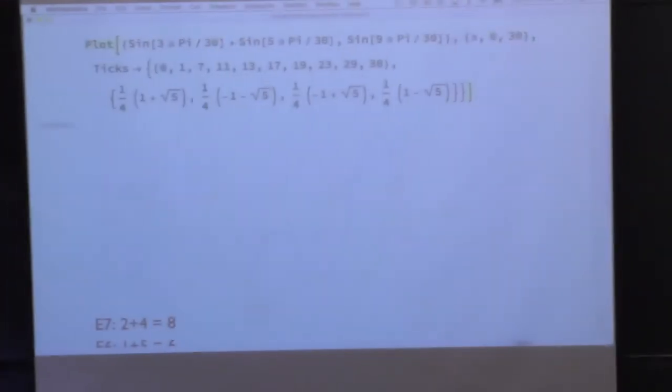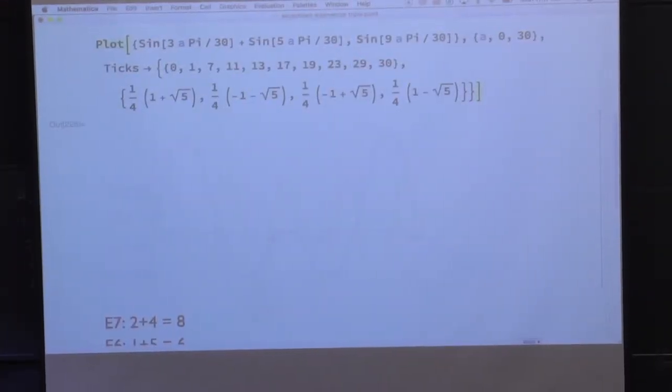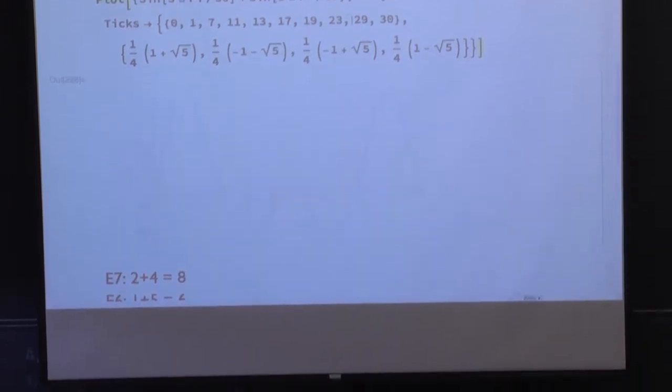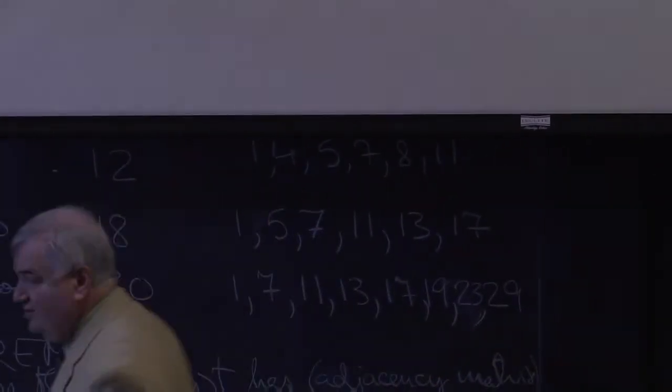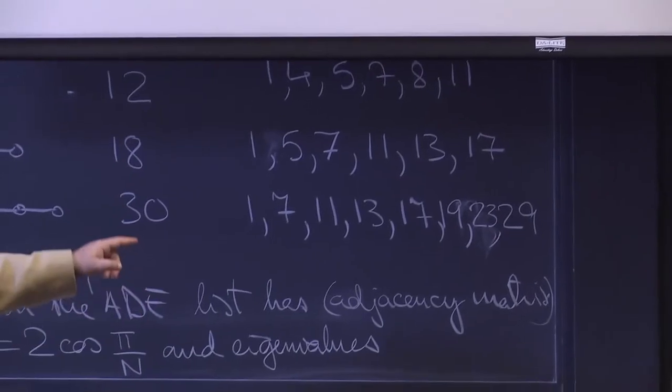Did I forget it also on the blackboard? Yeah, absolutely. So let's correct it because I took it from Mathematica. Ah, yes, do you see here? They are not seven, there should be 8 eigenvalues, so please correct this.